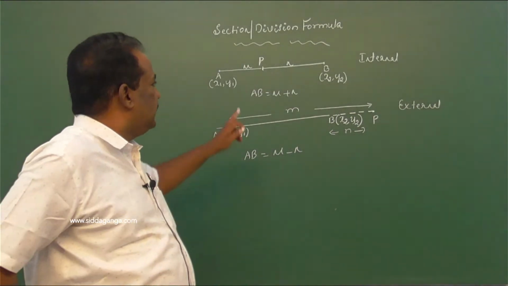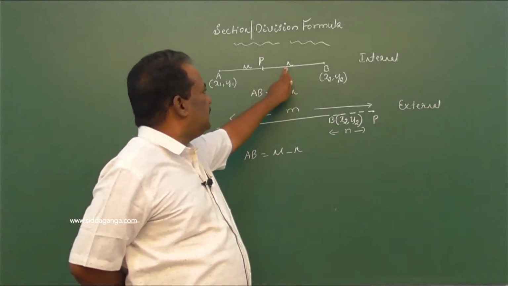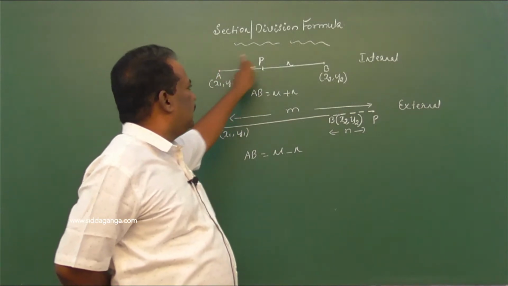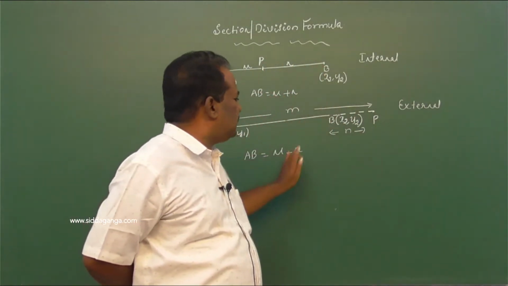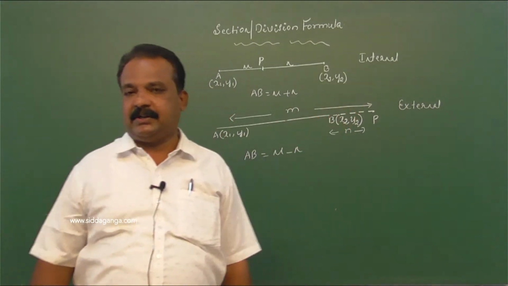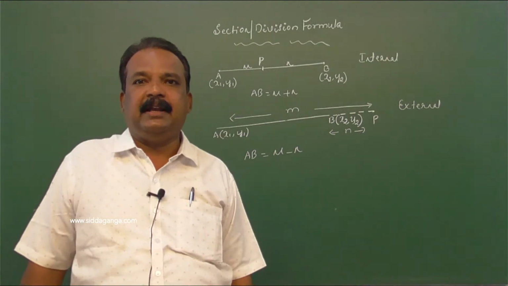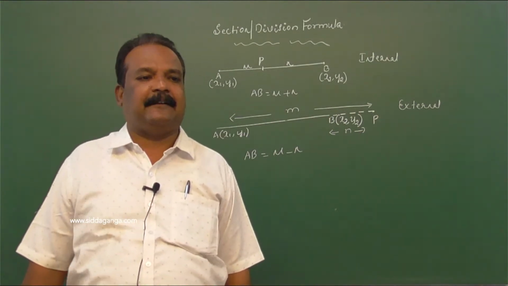So this is internal division. In this case, the sum of the line segments is equal to the line segment AB. Here it is the difference of the line segments. This kind of division is called external division. Probably you might not have studied external division in your 10th standard.